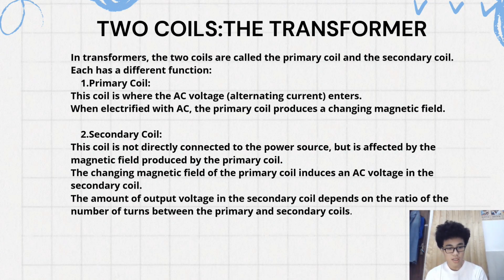Secondary coil. This is not directly connected to the power source but is affected by the magnetic field produced by the primary coil. The changing magnetic field in the primary coil induces an AC voltage in the secondary coil. The amount of output voltage in the secondary coil depends on the ratio of the numbers of turns between the primary and secondary coils.